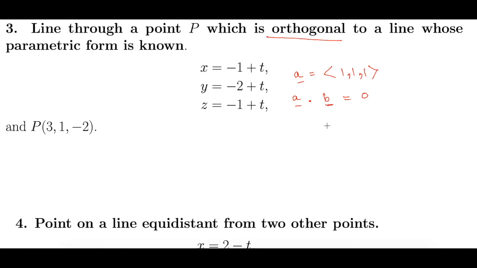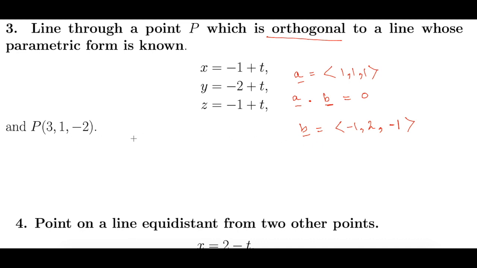So let's choose b equal to -1, 2, and something else here. Remember, we have to make the dot product 0. So -1 times 1 is -1, and 2 times 1 is 2. So the sum is 1. So I should have a -1 here. Okay, so this is one potential candidate for b.